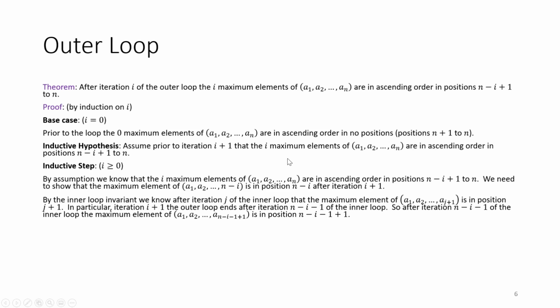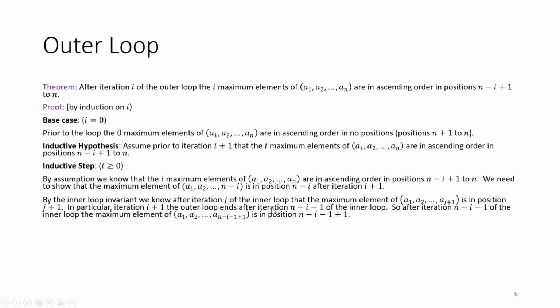So let's try and do that. Now we're going to leverage that inner loop invariant and say, well, what did it tell us? Here I'm really just copying what it told us. The inner loop invariant told us that after iteration j of the inner loop, the maximum element of this chunk is going to be in position. So the maximum so far has floated up to the top. In particular, which iteration do we do? Iteration i plus 1 is the one we're currently in. Remember, we're arguing about i plus 1.